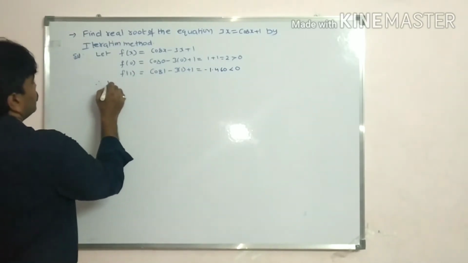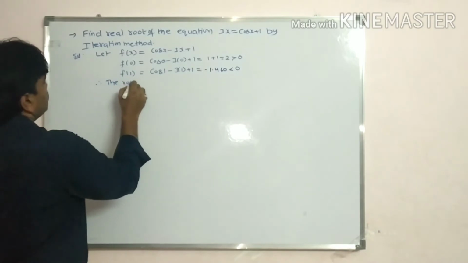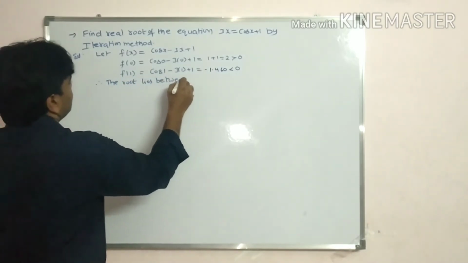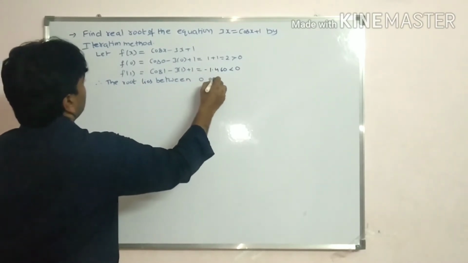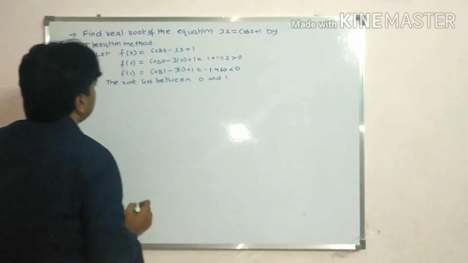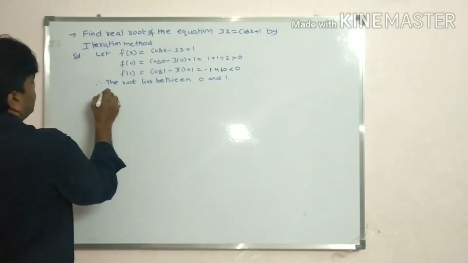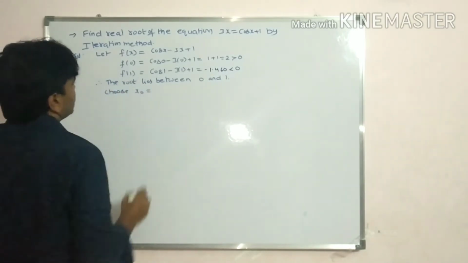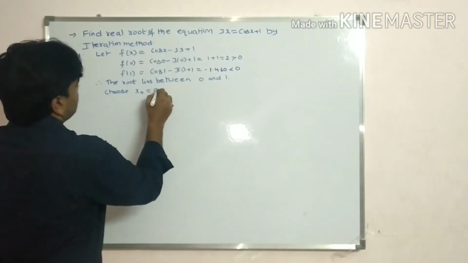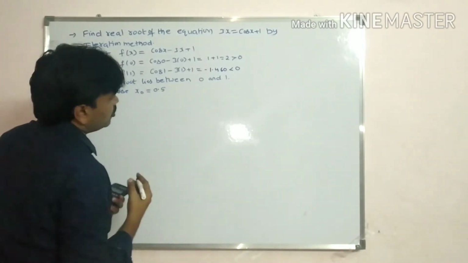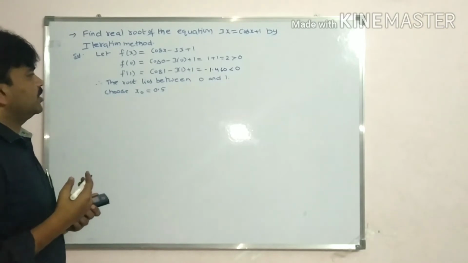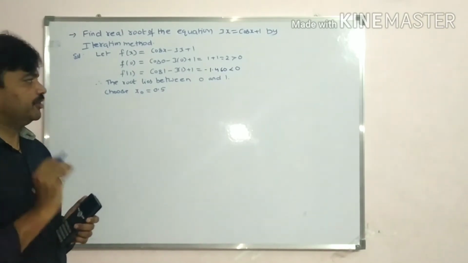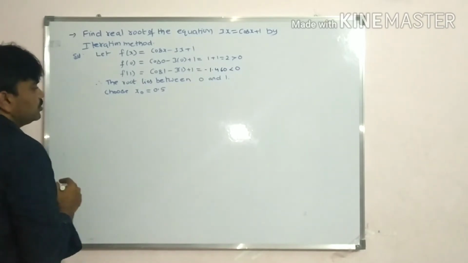Therefore the root lies between 0 and 1. Choose x naught, students. Say I am choosing 0.5, or you can choose 0.6 or 0.4. That is up to you, students. I want to start with x naught is equal to 0.5.